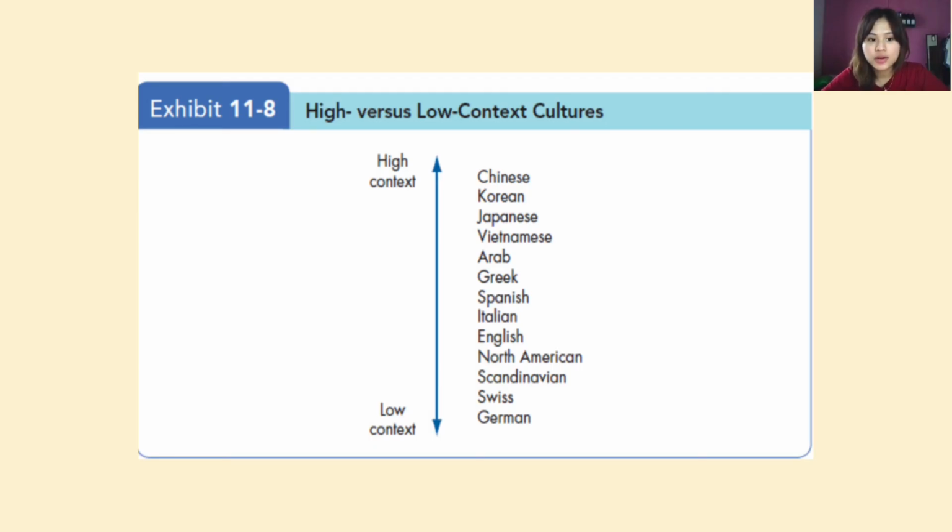Cultures tend to differ in the importance to which context influences meaning, illustrated here in Exhibit 11.8. Countries like China, Korea, Japan, and Vietnam are high-context cultures. They rely heavily on nonverbal and subtle situational cues when communicating with others. What is not said may be more significant than what is said. A person's official status, place in society, and reputation carry considerable weight.